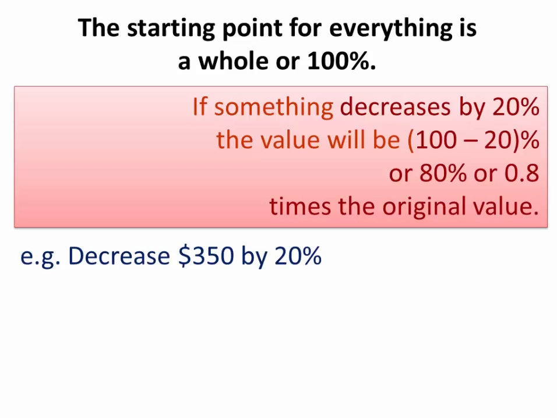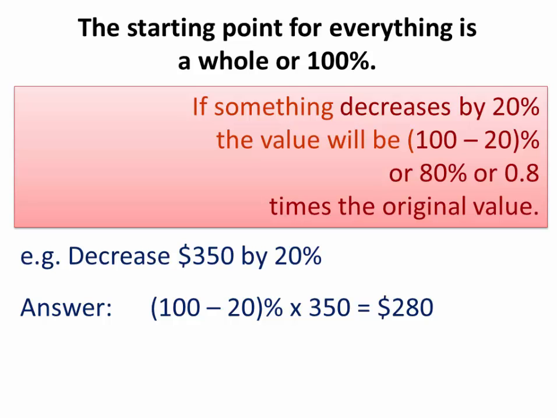So if we took that $350 and wanted to decrease it by 20%, we would write it as 100 minus 20% times 350, put that into the calculator, and you should get $280. As a decimal, well, 100 minus 20 is 80, so 0.8 times 350 if you're working with decimals.